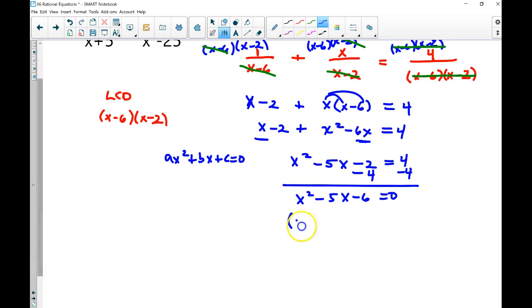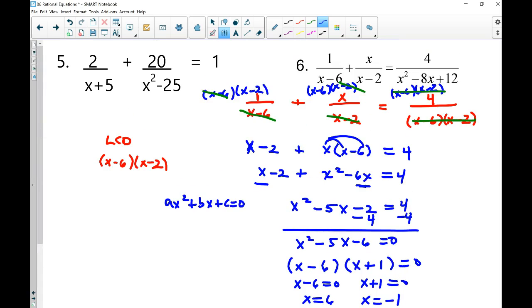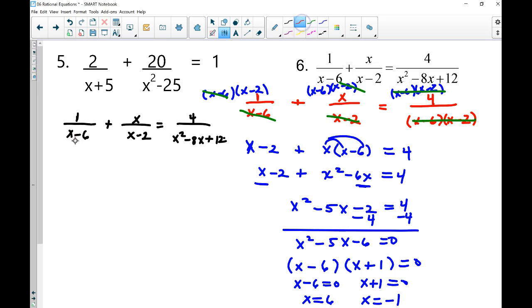I can now factor. And set each linear factor equal to 0. We're almost done, but we're not done quite yet, because what we have to do is check both solutions, both the 6 and the -1, in the original equation. So when we check in the original equation, let's first check 6. We get 1 over 6 minus 6.